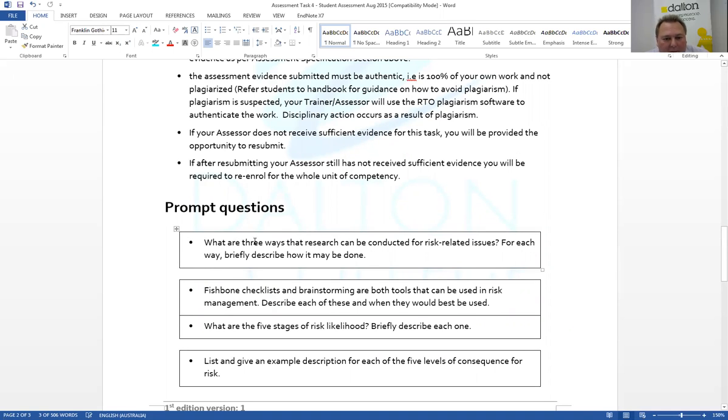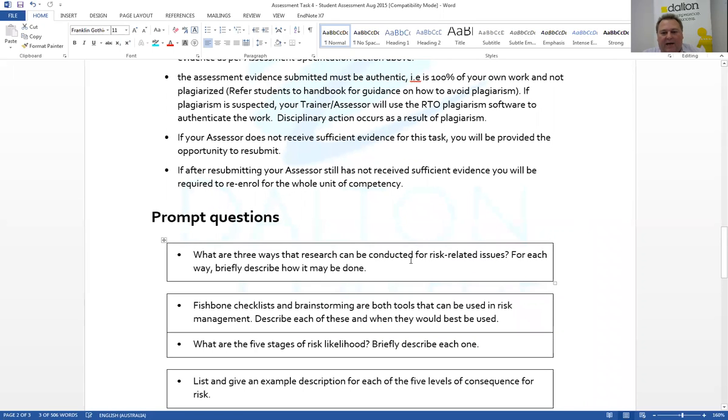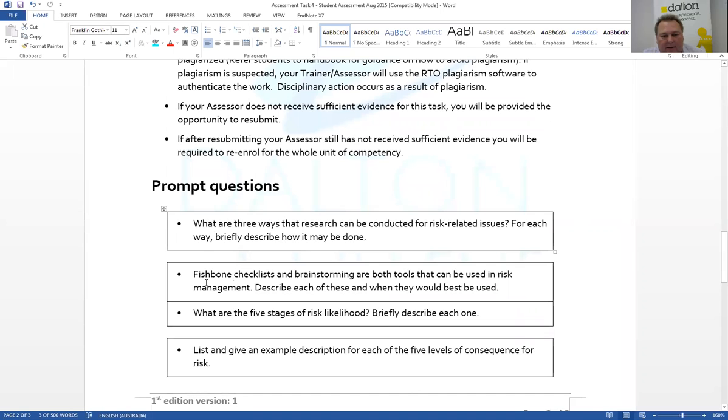What are 3 ways that research can be conducted for risk-related issues? For each way, briefly describe how it may be done. So there it is there. These are short answer questions. So you can list your responses beneath there.